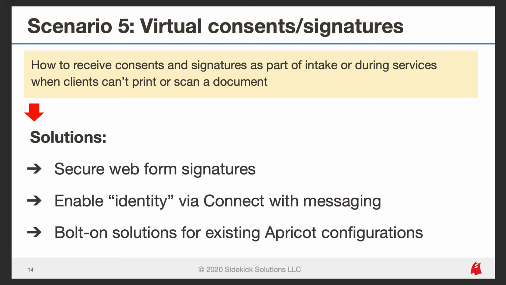Additionally, if you're an existing Apricot user and you have an existing Apricot build, if you're not using Connect or web forms to gather consents, but instead have a procedure that's normally done in the Apricot platform itself by a staff member, you could use a bolt-on solution using a secure web form or a Tier 2 virtual interactions log to log those consents to a client's document folder.